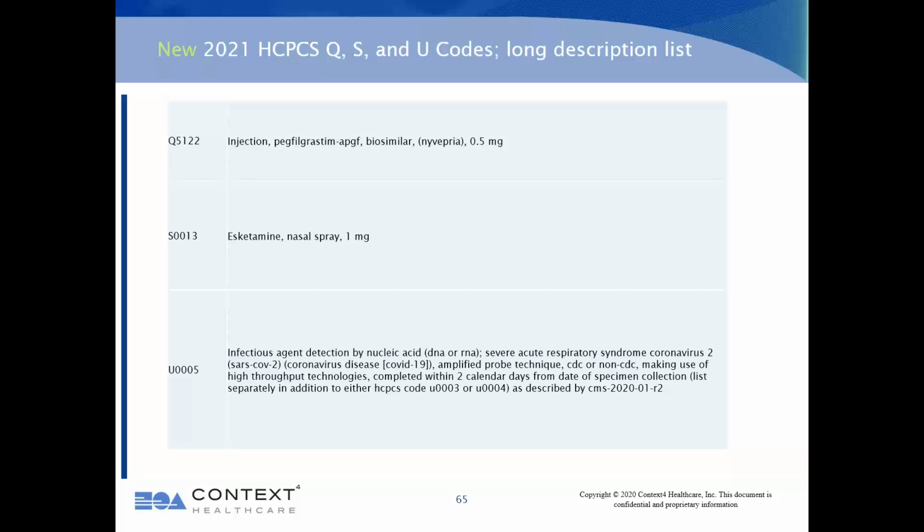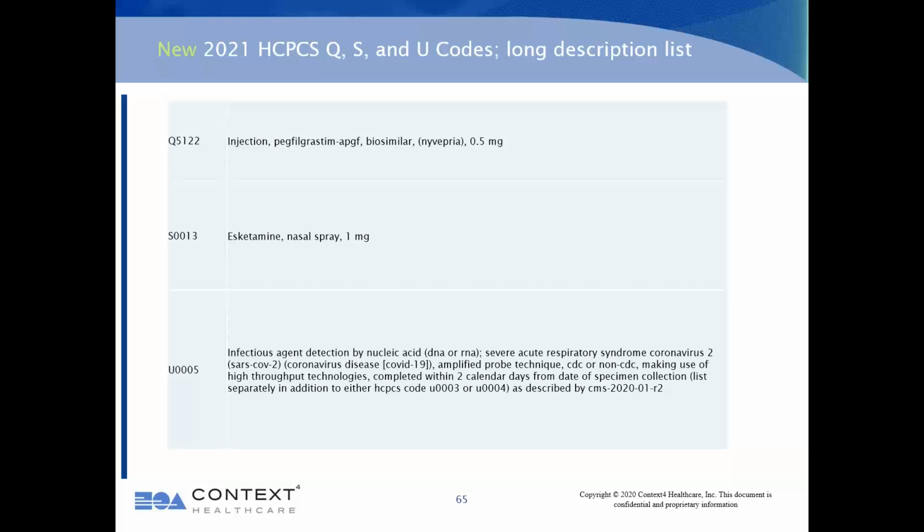Q5122 goes in the temporary codes assigned by CMS section for biosimilar drugs. S0013 goes into the temporary codes established by private payers in the section reserved for non-Medicare drugs. Esketamine is a potent ketamine drug approved by the FDA for use on treatment-resistant depression.